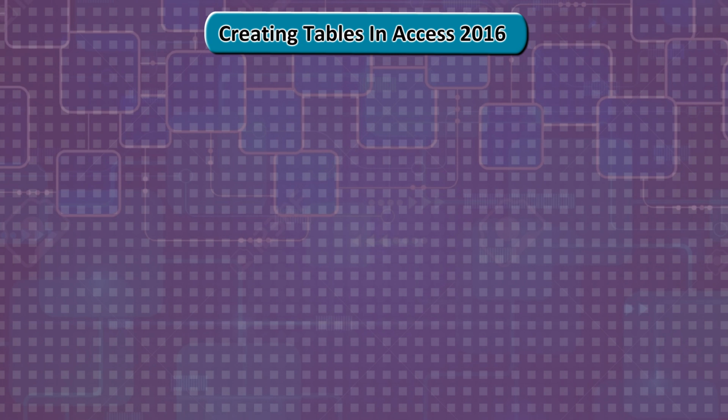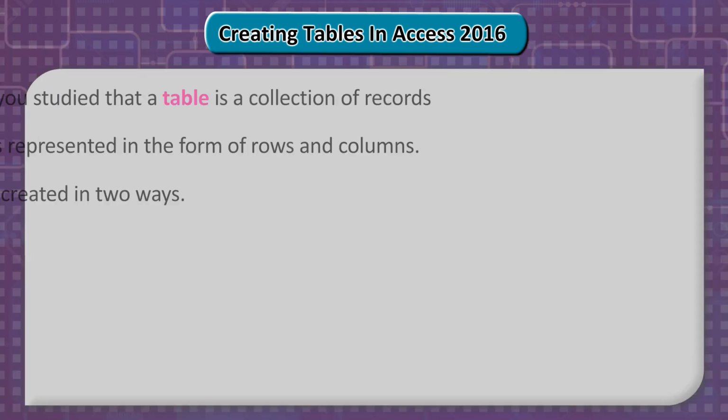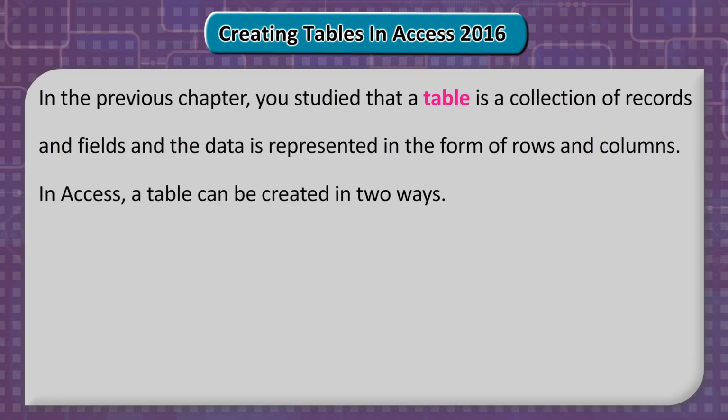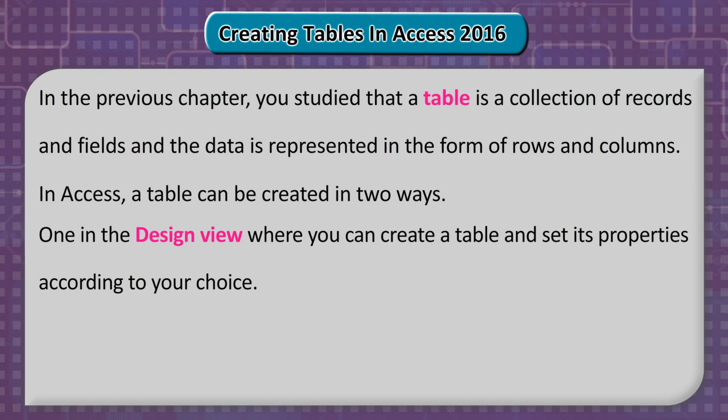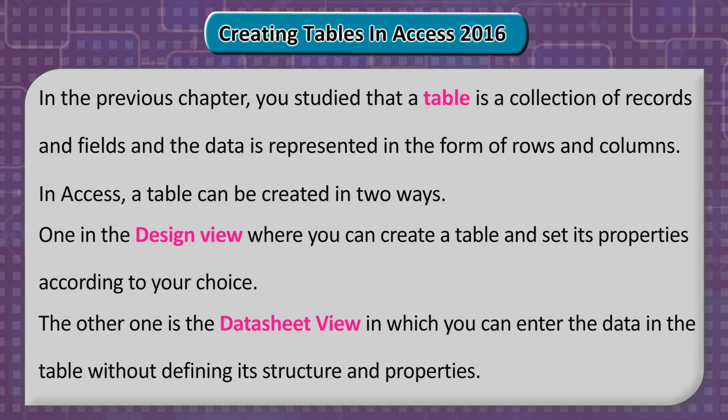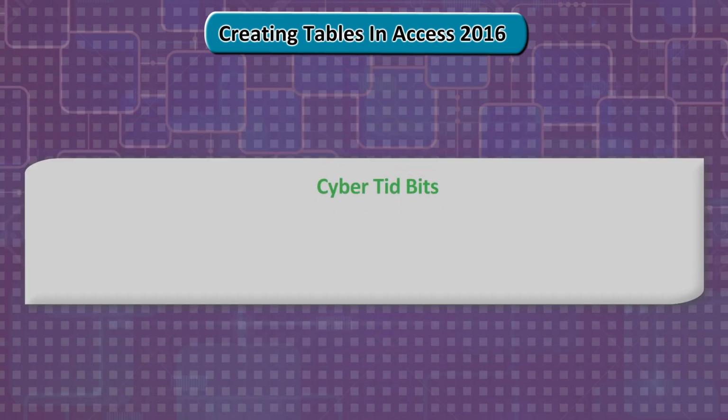Creating tables in Access 2016. In the previous chapter, you studied that a table is a collection of records and fields, and the data is represented in the form of rows and columns. In Access, a table can be created in two ways. One is the design view, where you can create a table and set its properties according to your choice. The other is the datasheet view, in which you can enter the data in the table without defining its structure and properties.